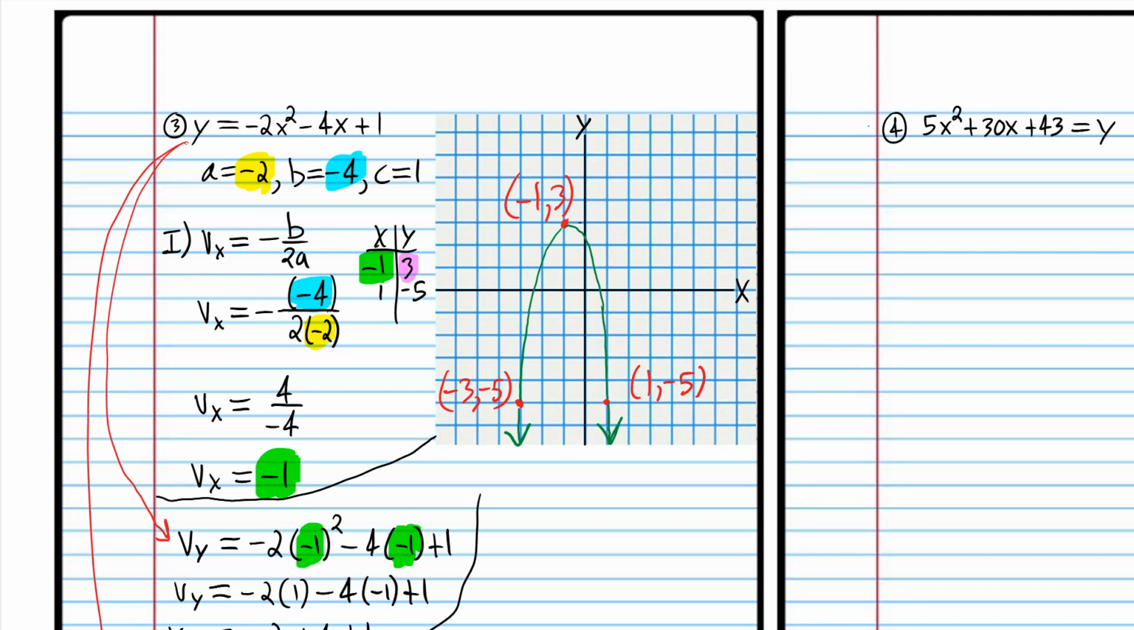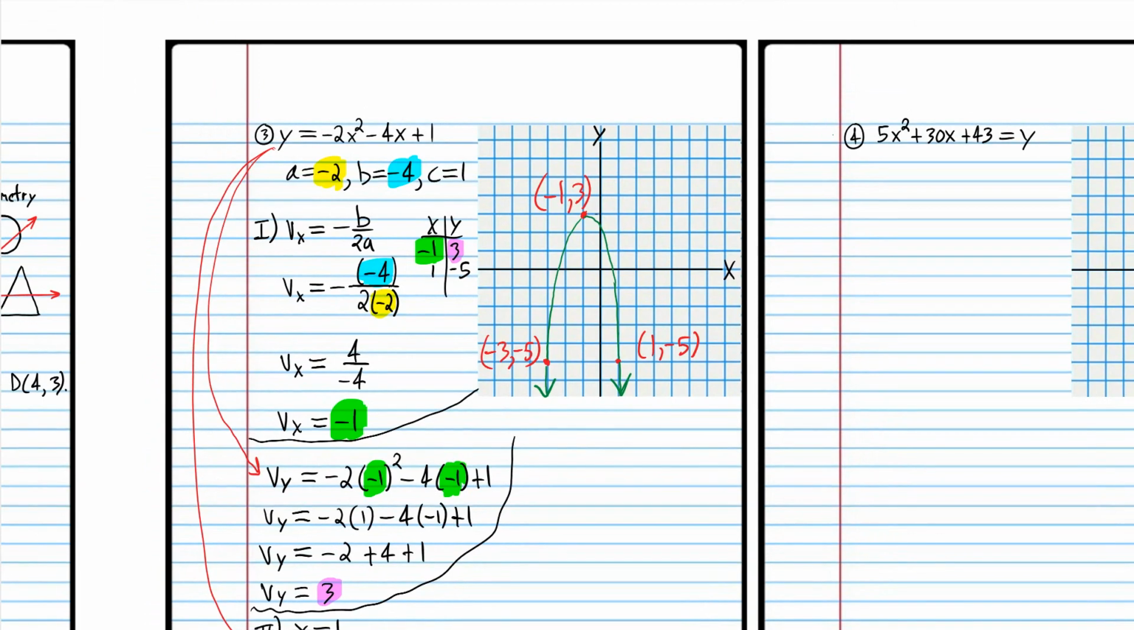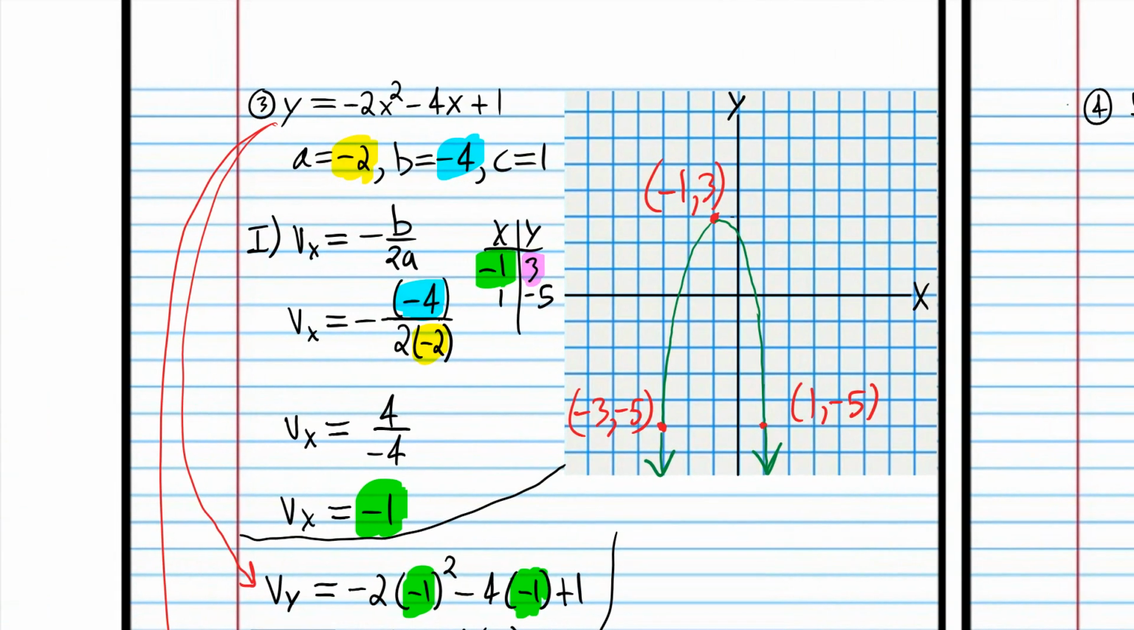And your graph doesn't have to be perfect. And so we'll put that coordinate in. We have -3, -5.